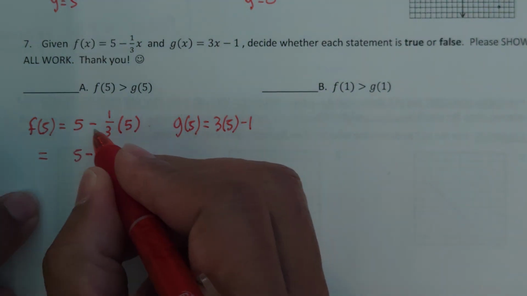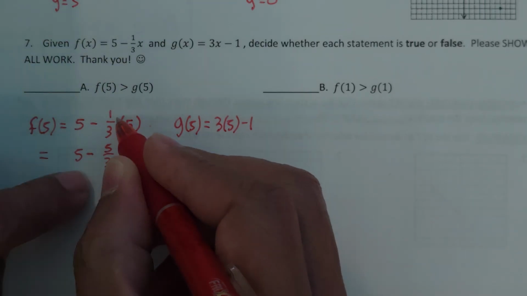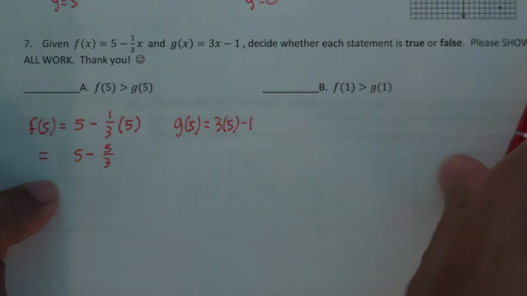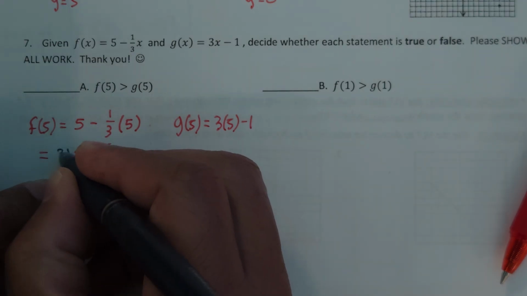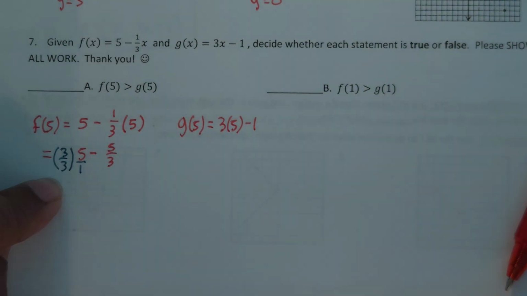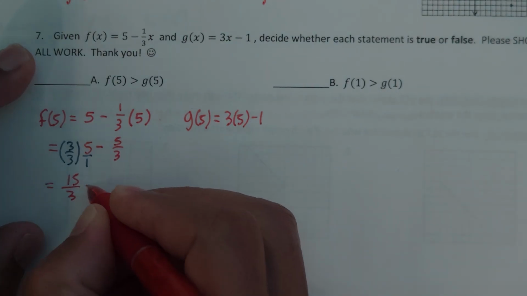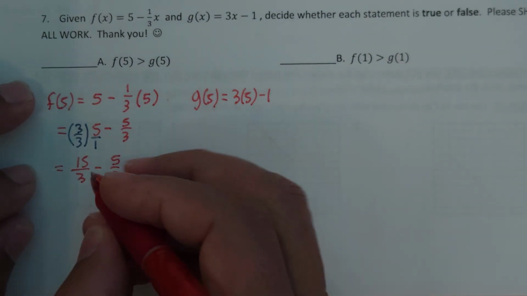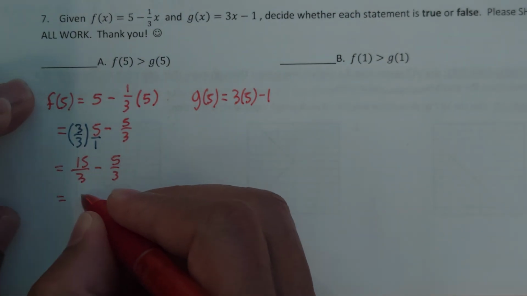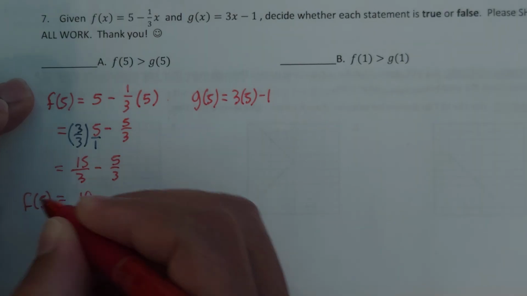So as you can see, 5 minus 1/3 instead of x, 5. So this becomes negative 5/3. I need to get a 3 under this 5, so I'm going to multiply by 3 over 3. So then this becomes 15 over 3 minus 5 over 3. Well, 15 minus 5 is 10. So then this is 10 over 3, which is what f of 5 is equal to.